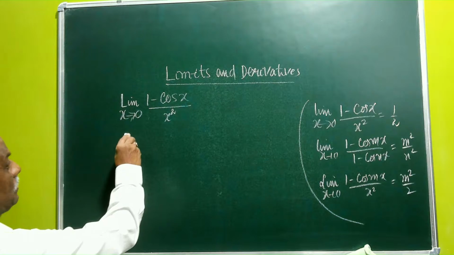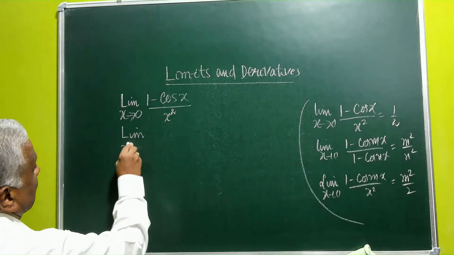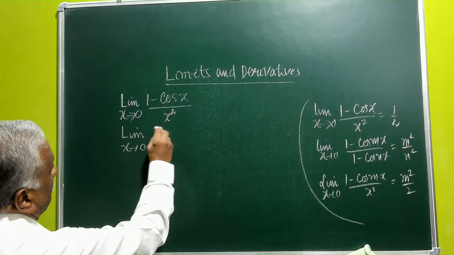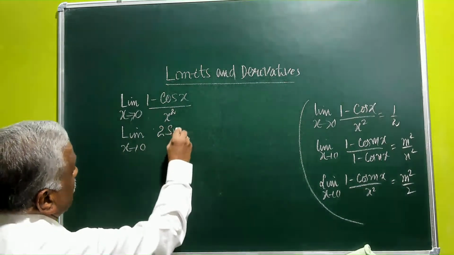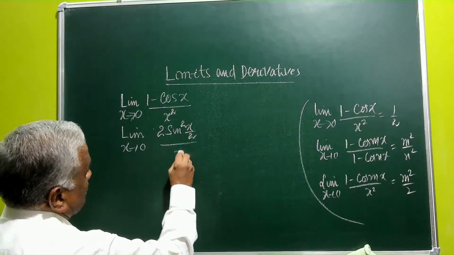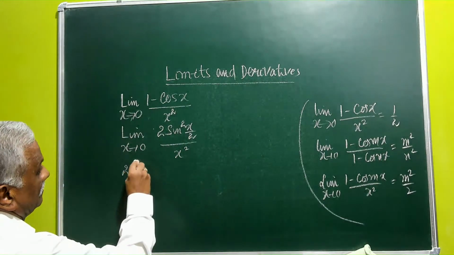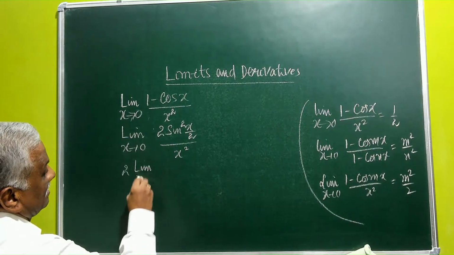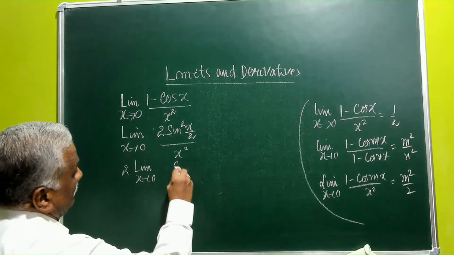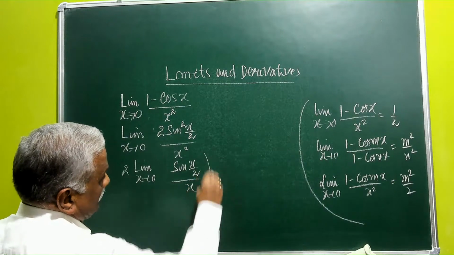But let me also work out how to get the solution for this. Limit x tends to 0, 1 minus cos x is 2 sin square x by 2, divided by x square. 2 can be kept outside. Limit x tends to 0, sin x by 2 by x whole square.